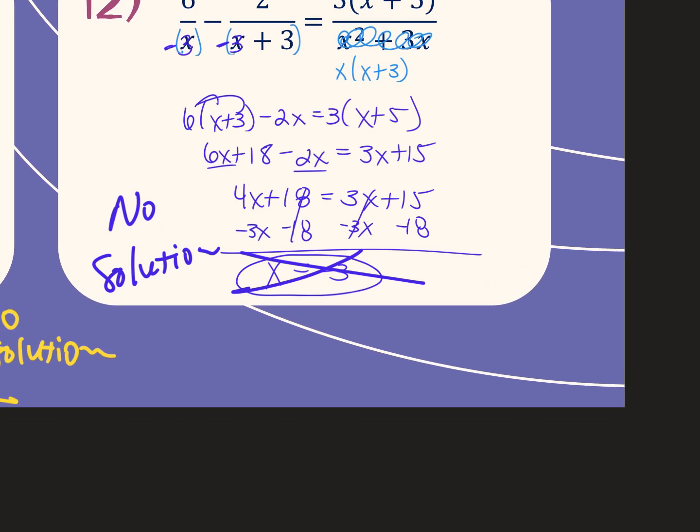Let me show you guys something real quick. Somebody just had a question on this on WebAssign. And they went to solve, and they told me that the common denominator was 3 times 3x plus 9. Is that true?